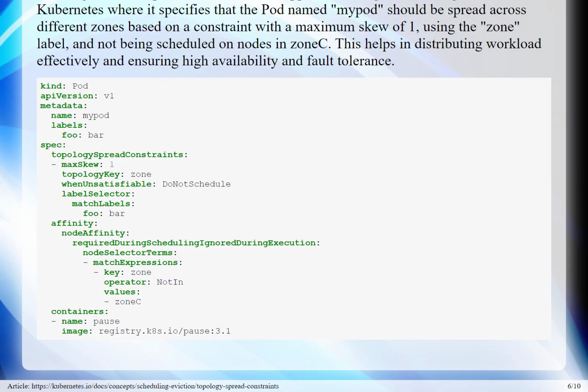This code snippet defines a pod called myPod with a label of foo: bar and sets a topology spread constraint with a max skew of 1, topology key of zone, when unsatisfiable set to do not schedule, and label selector matching foo: bar. It also includes node affinity specifying that the pod should not be scheduled on nodes in zone C.